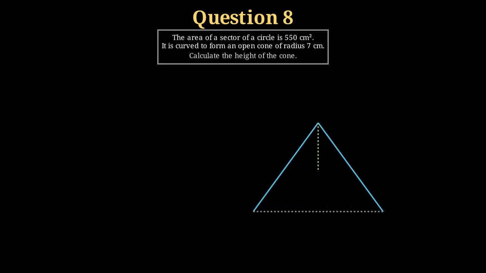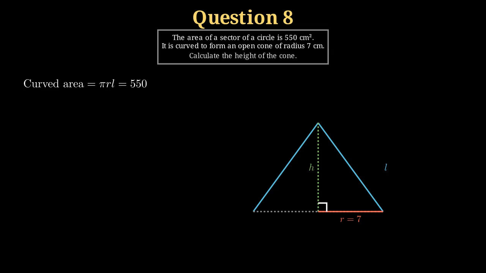Here is the cone. The radius r is 7. The height h goes straight up the middle, and the slant height L runs down the sloping side. When the sector is rolled into the cone, its area becomes the curved surface of the cone, the sloping outside.